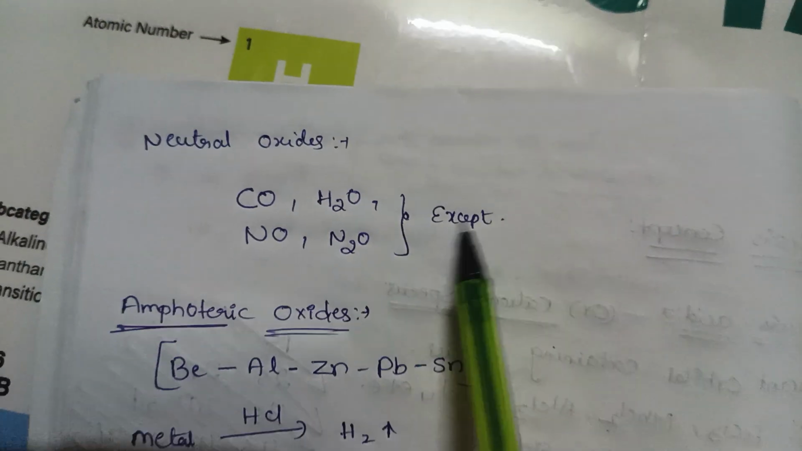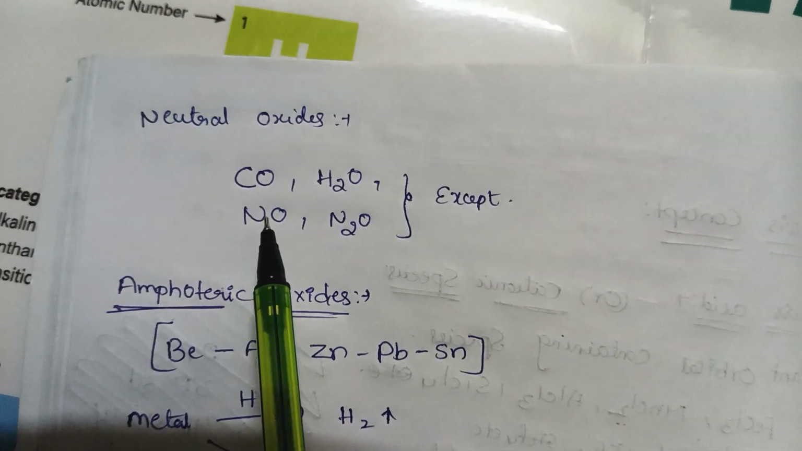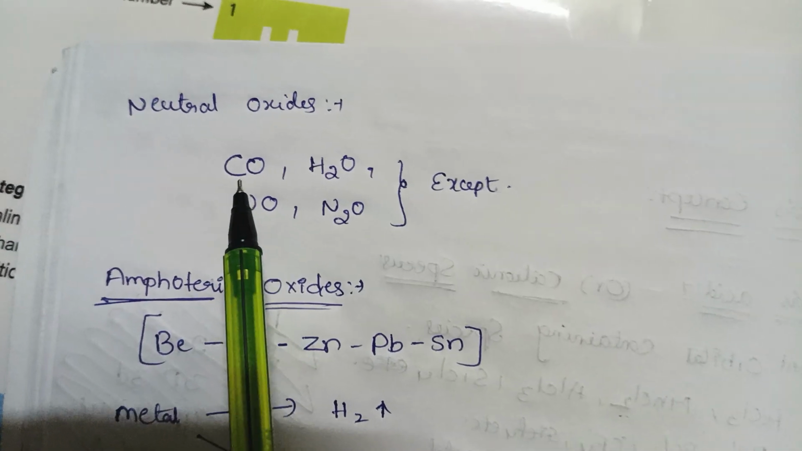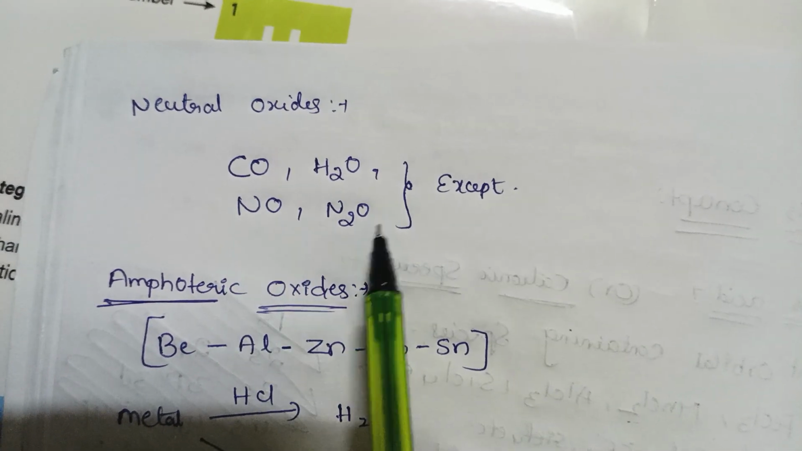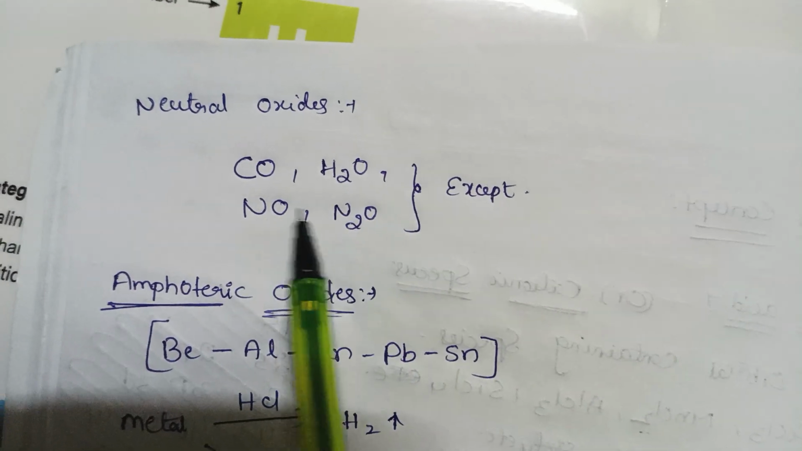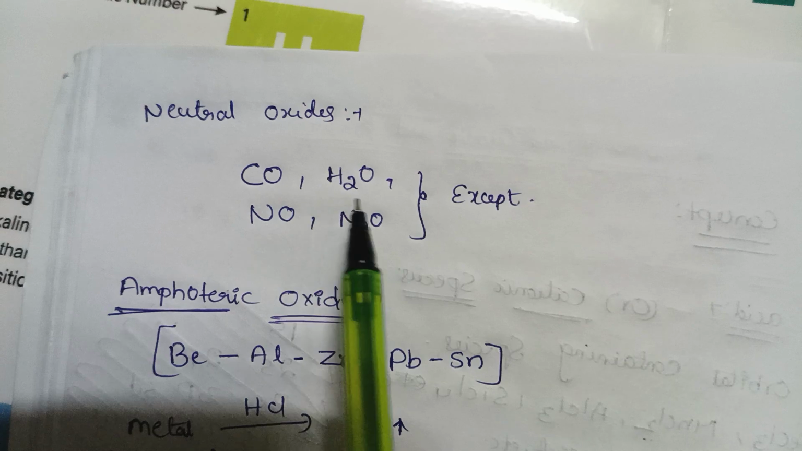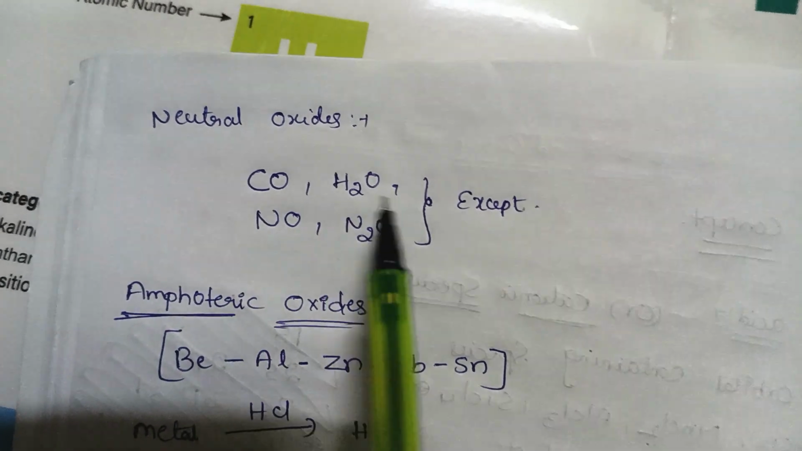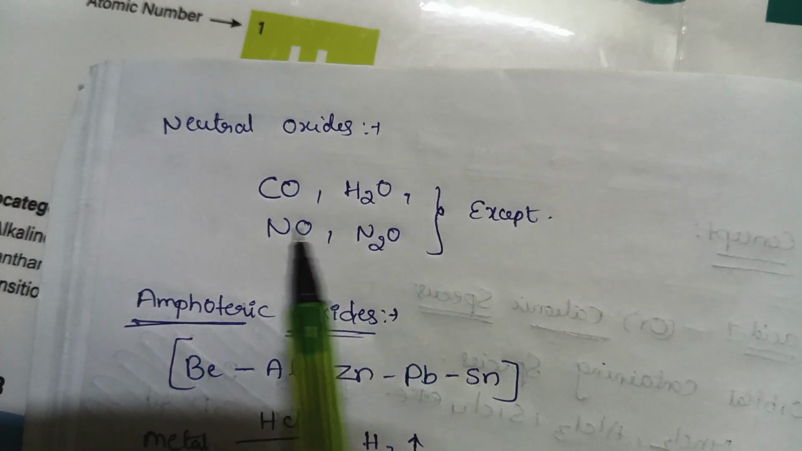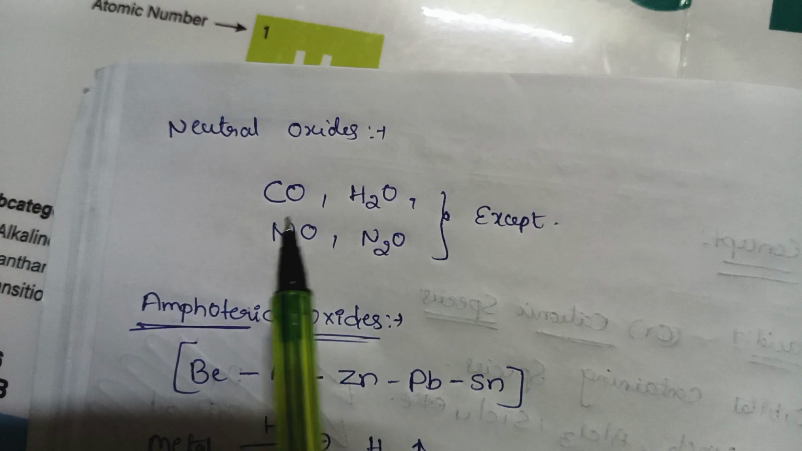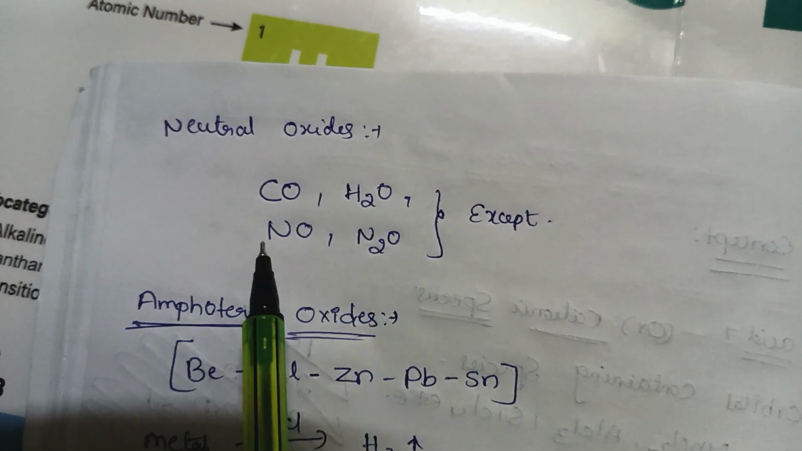Neutral oxides. Before, we discussed that non-metal oxides act as acidic oxides, but carbon, hydrogen, nitrogen also form oxides and are non-metals, right? We may doubt why these are not acting as acidic oxides, but these are exceptions among non-metal oxides. So these four act as neutral oxides.